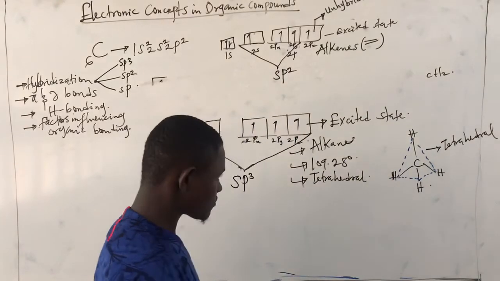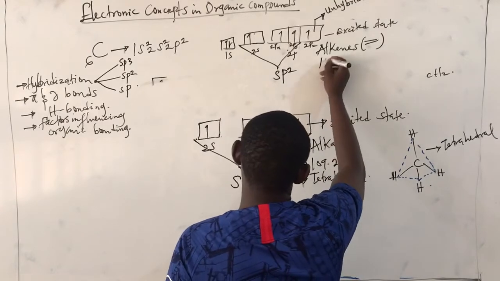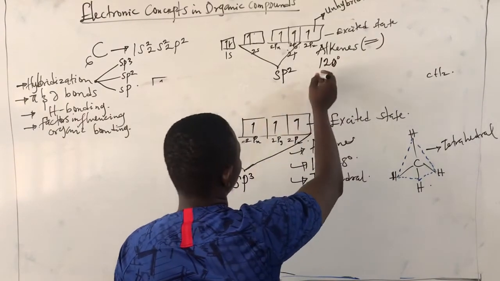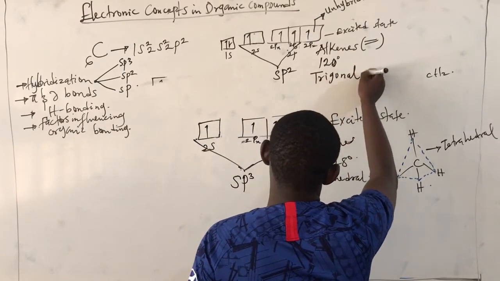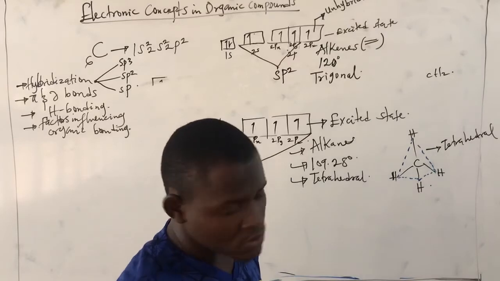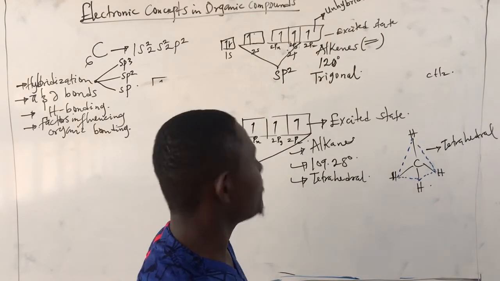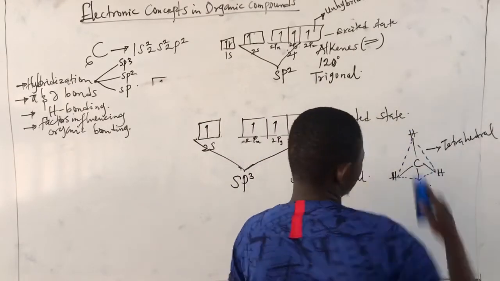So here, the bond angle is about 120 degrees. That is the bond angle, and therefore their shape is trigonal. They are trigonal in shape. So if I have a particular kind of alkene and the bond angle is 120 degrees, let me just give an example that you can easily remember.